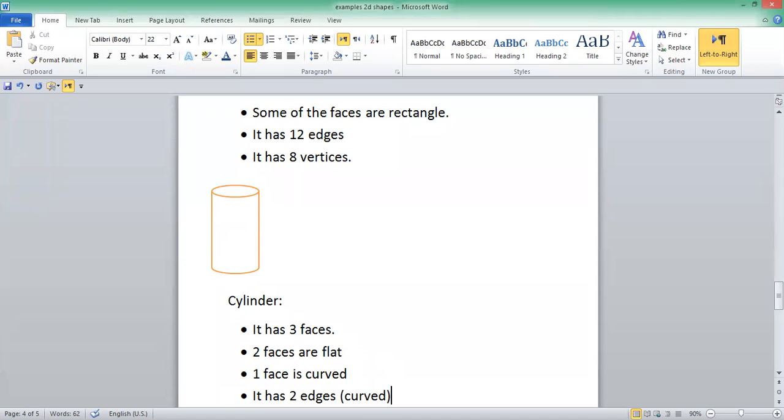And it doesn't have any vertex. You cannot find any corner here. No corner is there. That's why it doesn't have any vertices. There is no corner or vertex in a cylinder. Again, I repeat, guys, cylinder has three faces, 1, 2, and 3. Two of the faces are flat and one of them is curved. It has two edges. This is 1, this is 2, and it doesn't have any vertex.